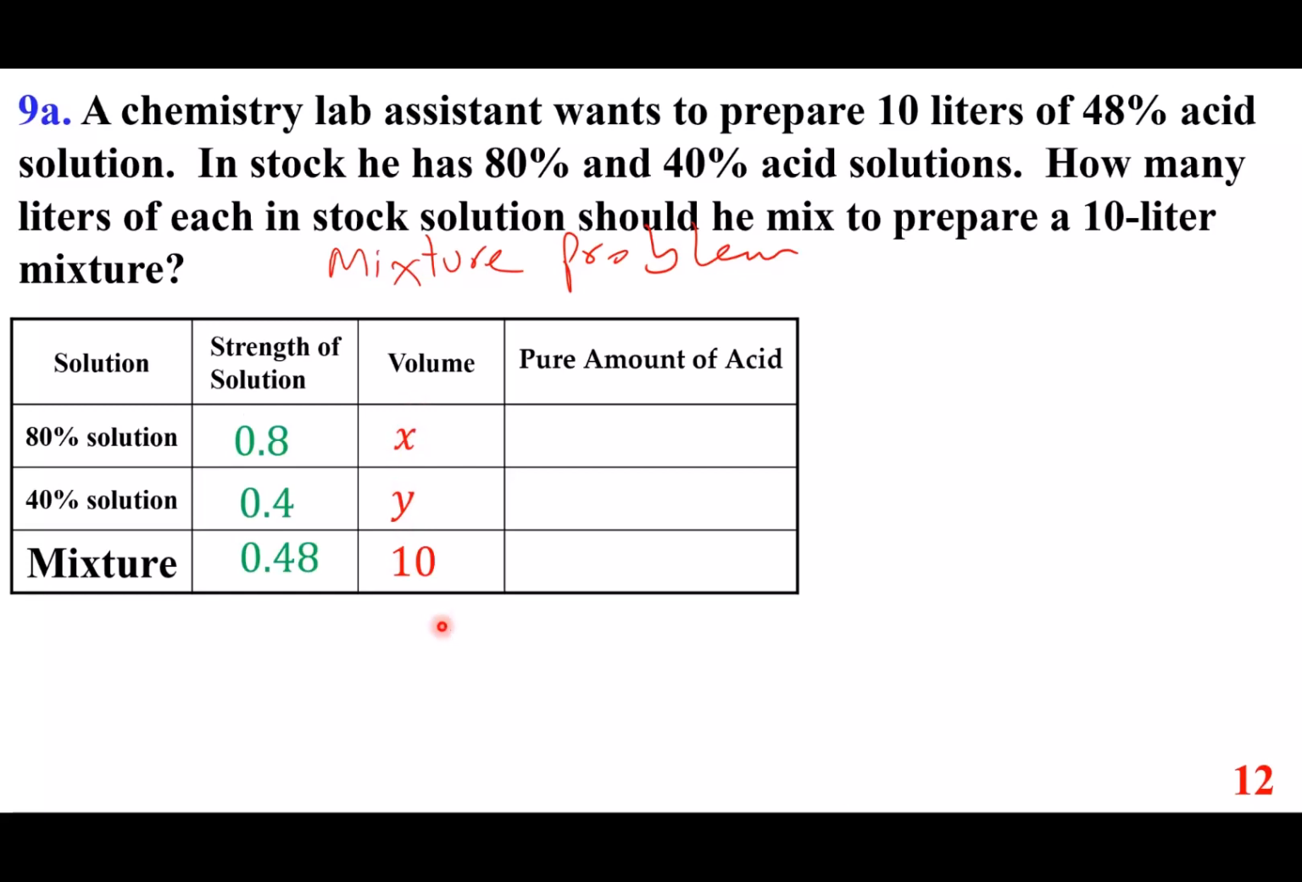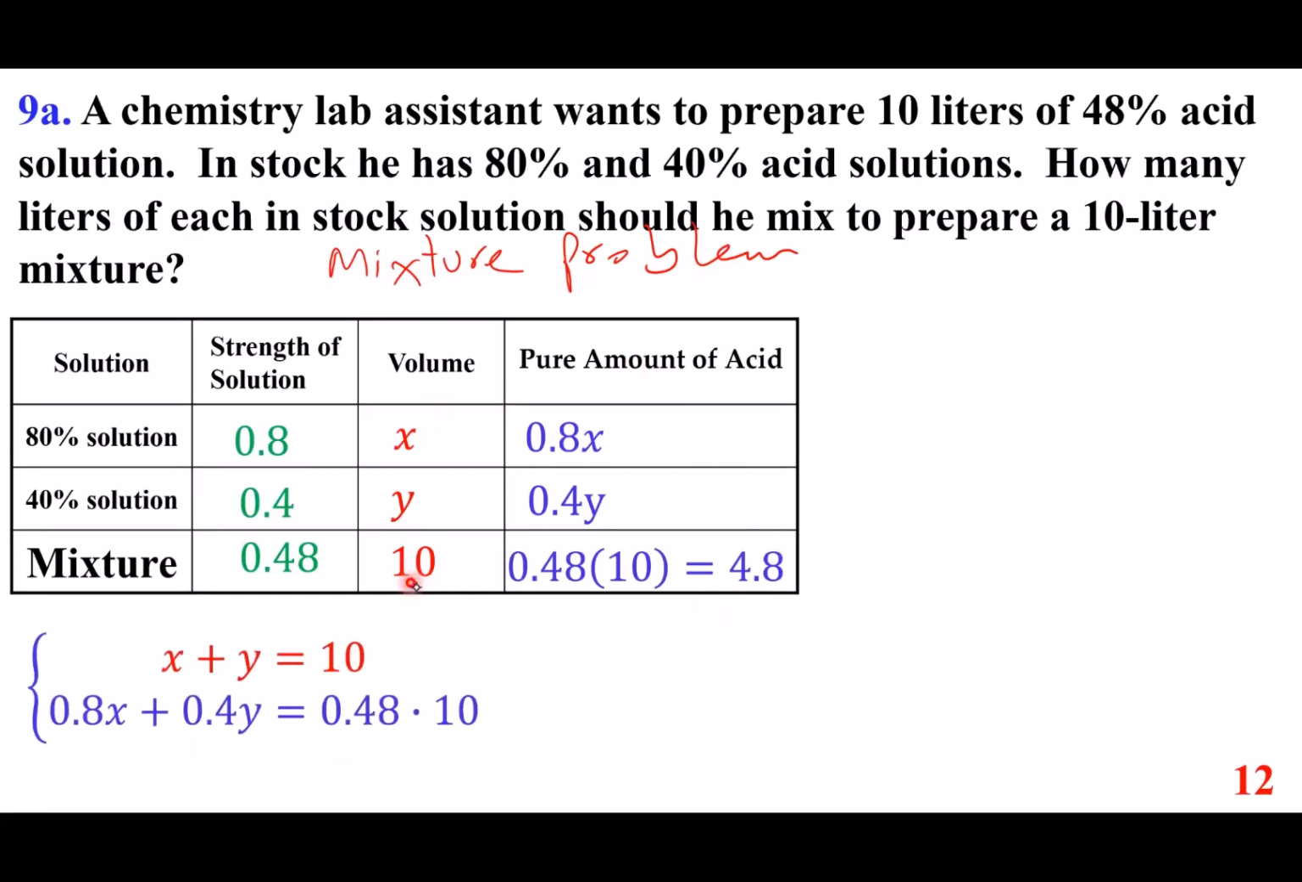Secondly, when we say something is 80% acid or base or alcohol, only 80% is pure. So 0.8, the pure amount or the actual amount of acid is the product of this column and this column. So this gives you 0.8 times X. This gives you 0.4 times Y. This gives you 0.48 times 10 or 4.8. This is one equation, and this is another one. X plus Y is 10. 0.8X plus 0.4Y equals 0.48 times 10 or 4.8. And this is a simple system to solve.